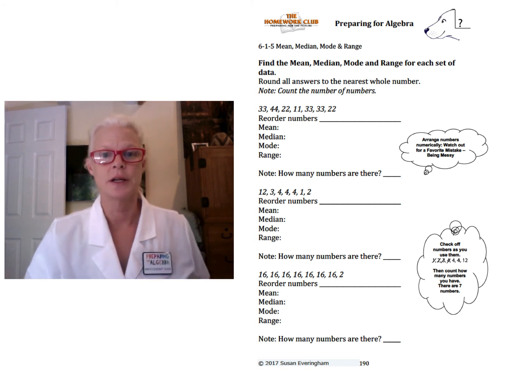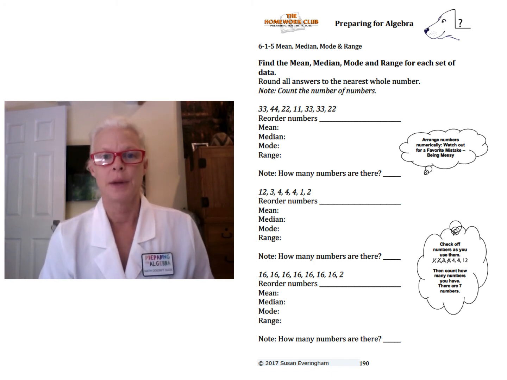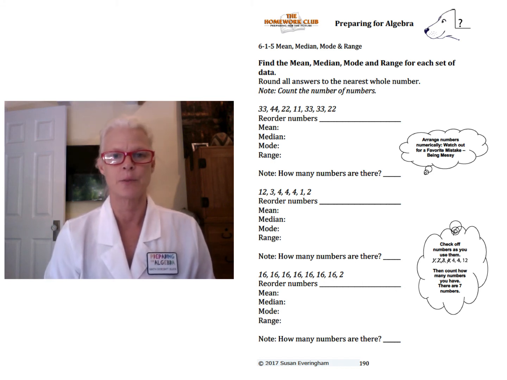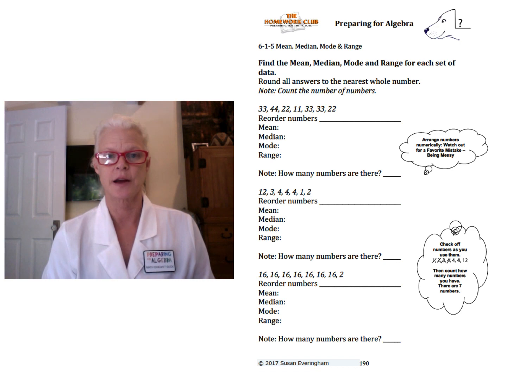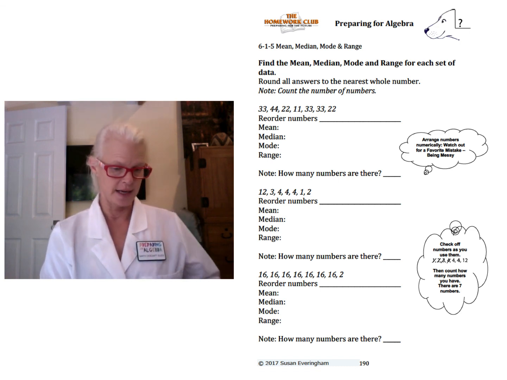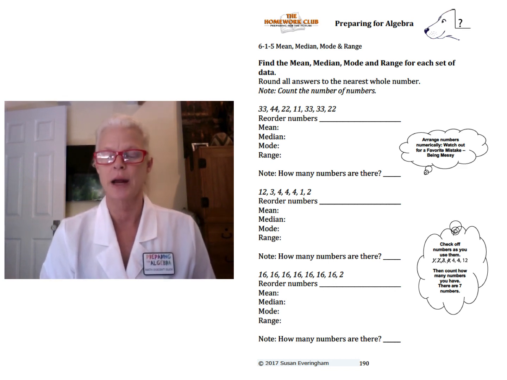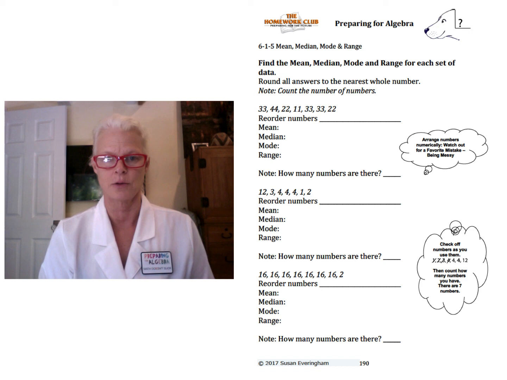So on page 190 we have mean, median, mode, and range for a group of numbers. So we're putting it all together from the previous pages' exercises. Go ahead and figure out all of them for the next set of numbers. A bit of a note here, check off the numbers as you count them so you get an accurate count, and line them up from least to greatest.